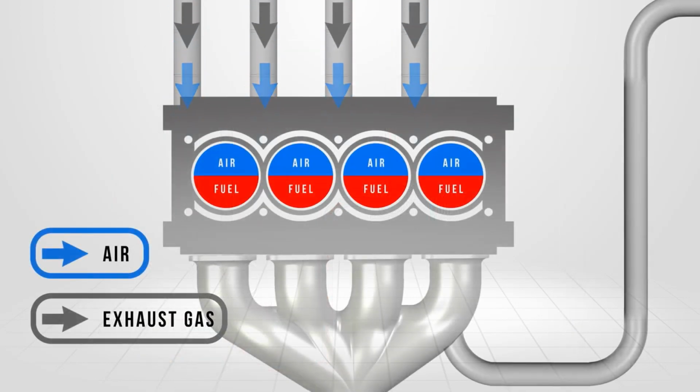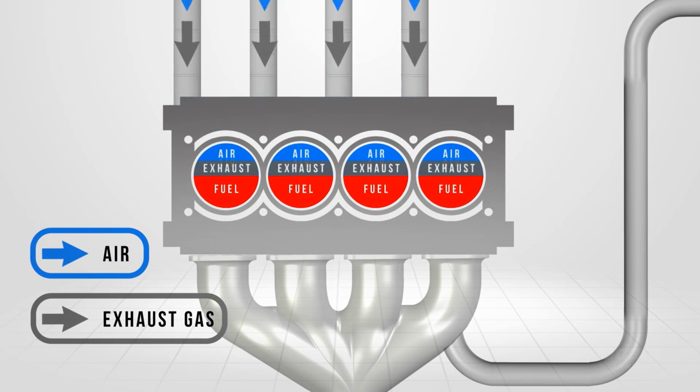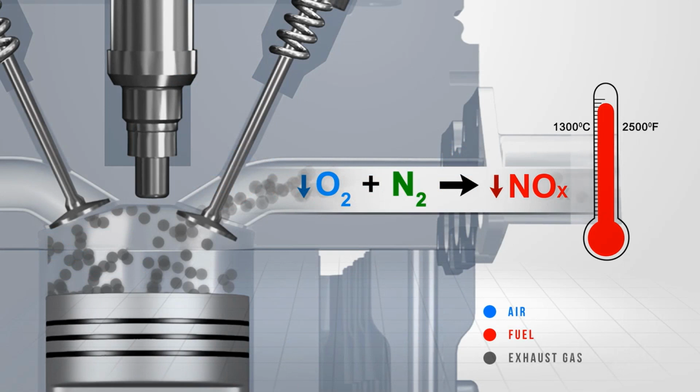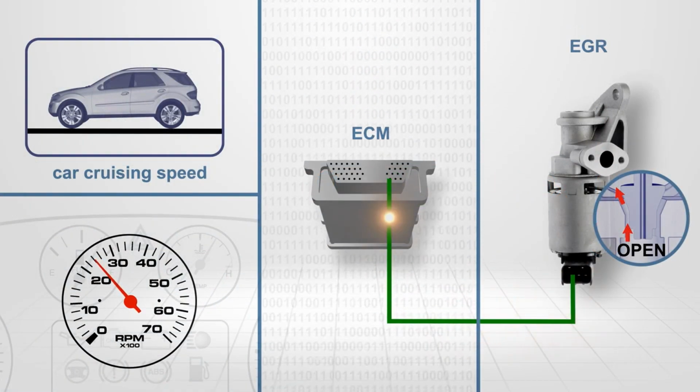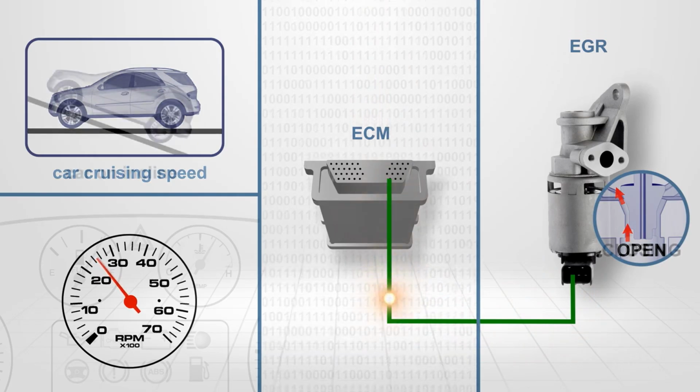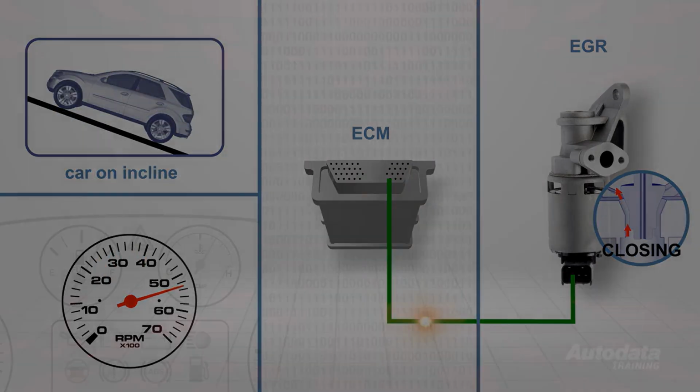This spent gas displaces some of the available oxygen which would otherwise be used in the combustion process. Lowering the oxygen content has the effect of lowering combustion temperatures. The EGR valve may work in response to ECM commands as to when and how much exhaust gas is recirculated.